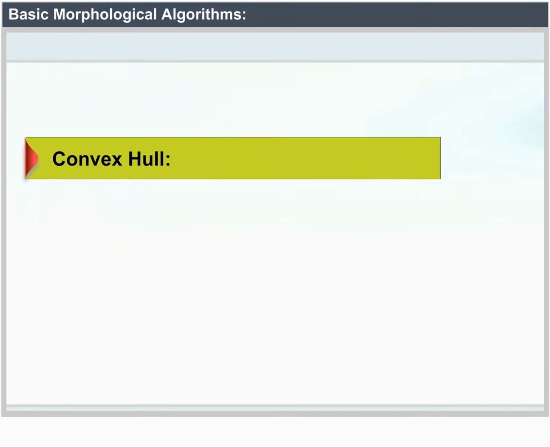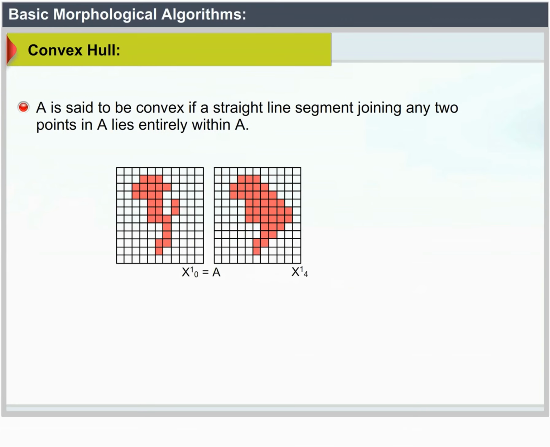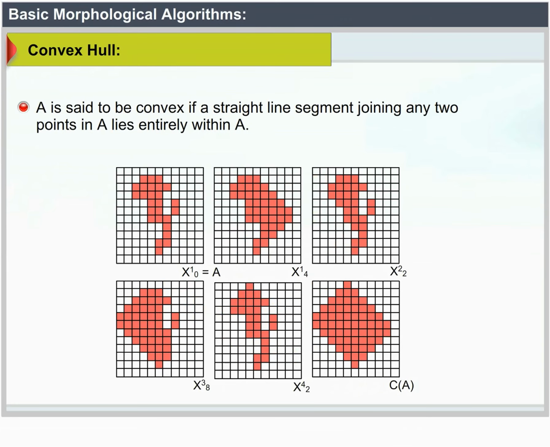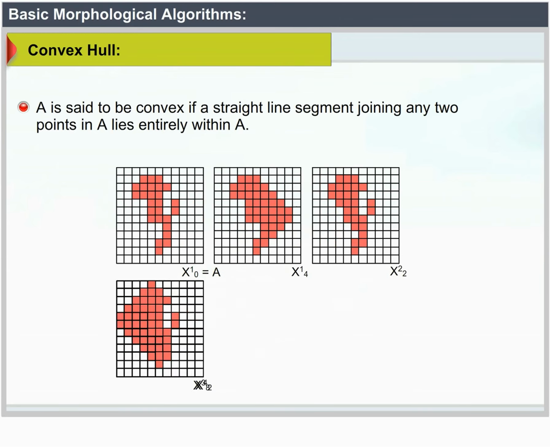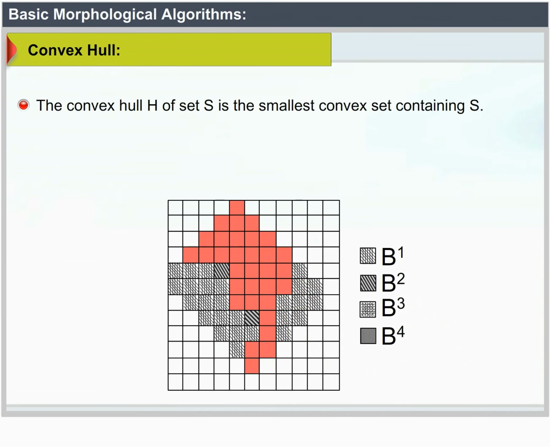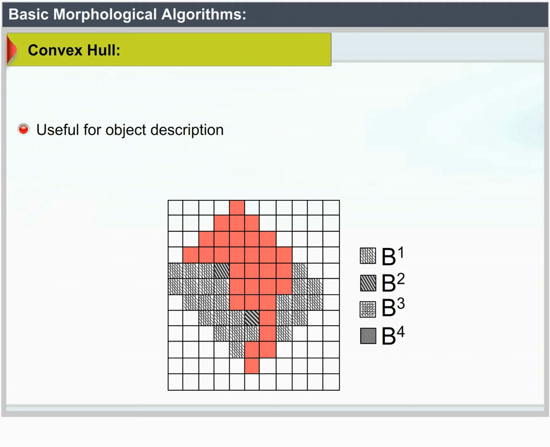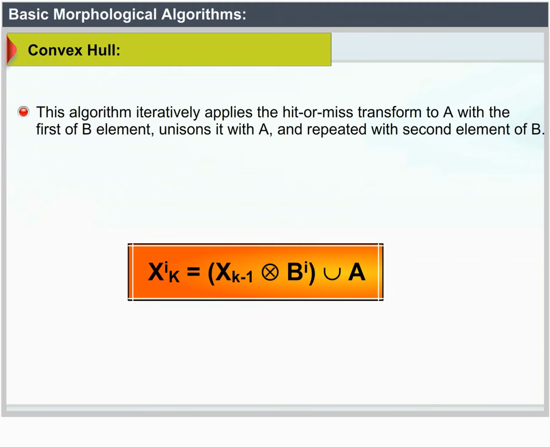Convex hull. A is said to be convex if a straight line segment joining any two points in A lies entirely within A. The convex hull H of set S is the smallest convex set containing S. Convex deficiency is the set difference H minus S, useful for object description. This algorithm iteratively applies the hit or miss transform to A with the first element of B, unions it with A, and repeats it with the second element of B, as seen on screen.